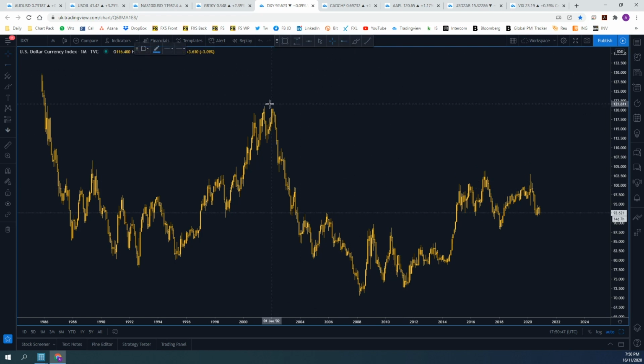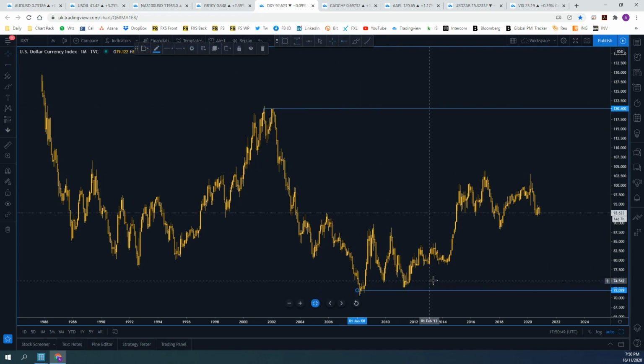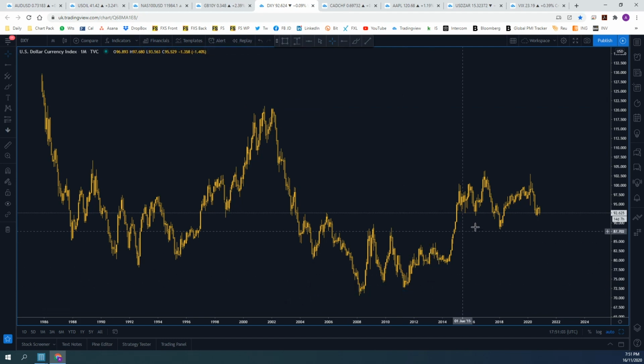So I'm not going to be marking out these swings over here and these swings over here. Think about it this way. The last time we traded down at this level was 2008. Last time up here was 2001. So these types of levels are just way too far away to be marking up on the chart. I really want to be focusing my attention on those areas that are closest to where the current price is.